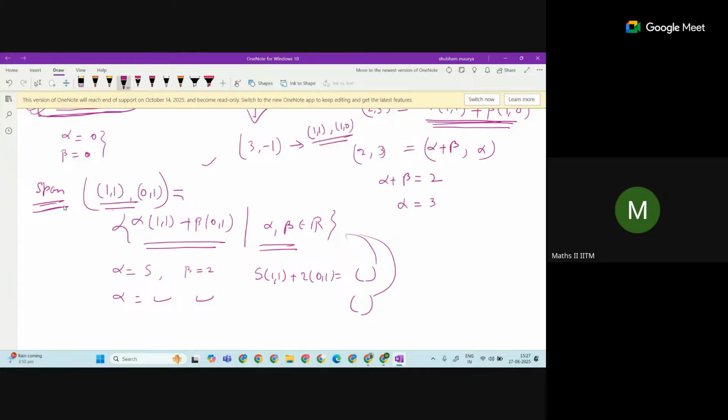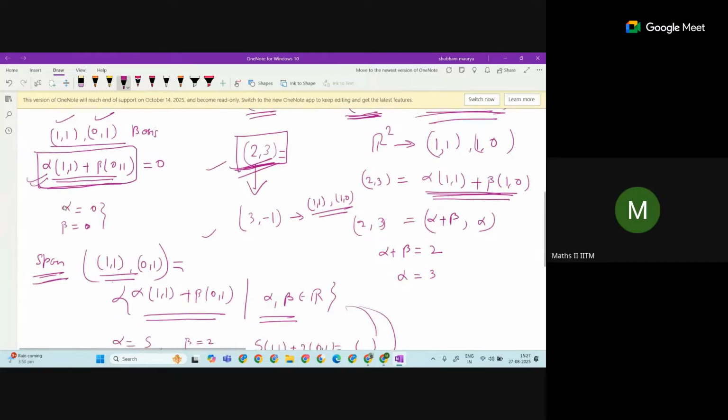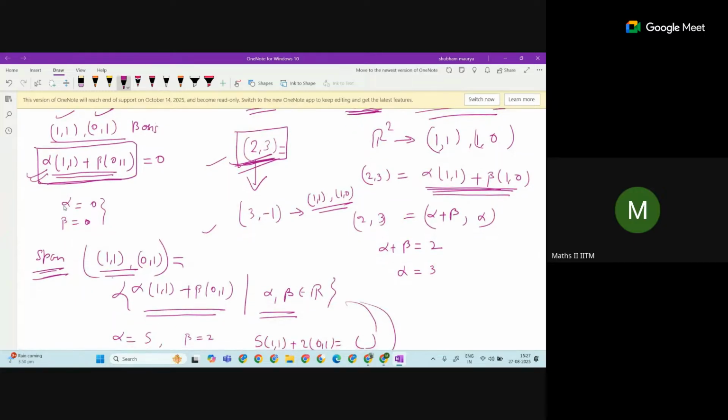So this is called span, this is called basis, and this is a linear combination, and the independent and dependent ideas are there. So these are the ideas. This is the week 1 content.